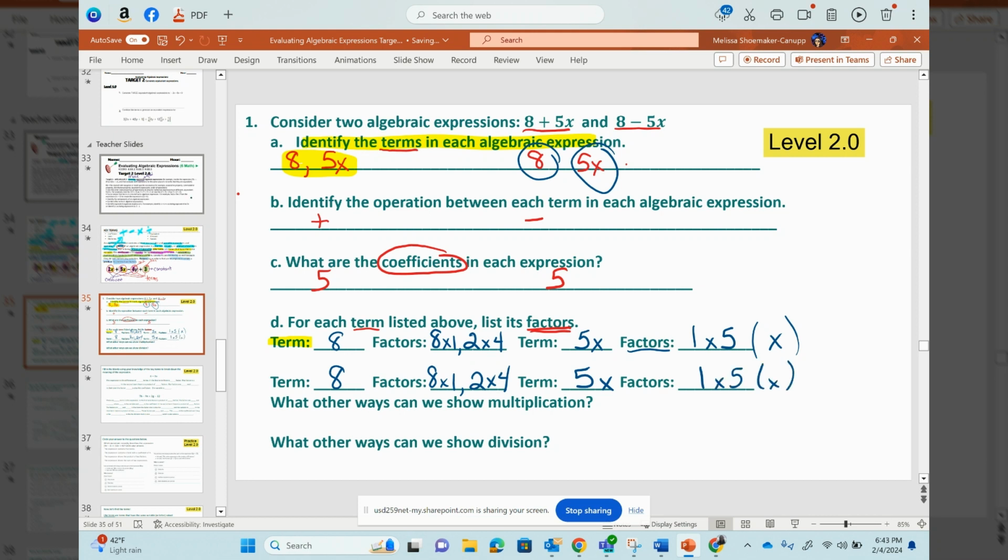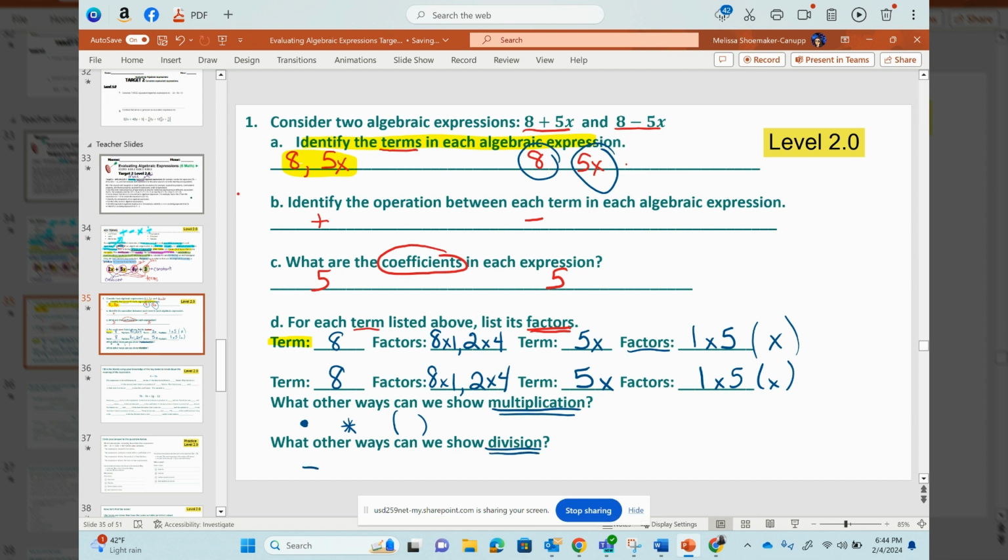What other ways can we show multiplication? This is just a review because we're going to have to be able to recognize these. Just like we need to recognize that when I have the 5 and the x smashed together, it's multiplication. So we can show the dot. I know some of you brought up the little star, the asterisk. Parentheses means multiply.